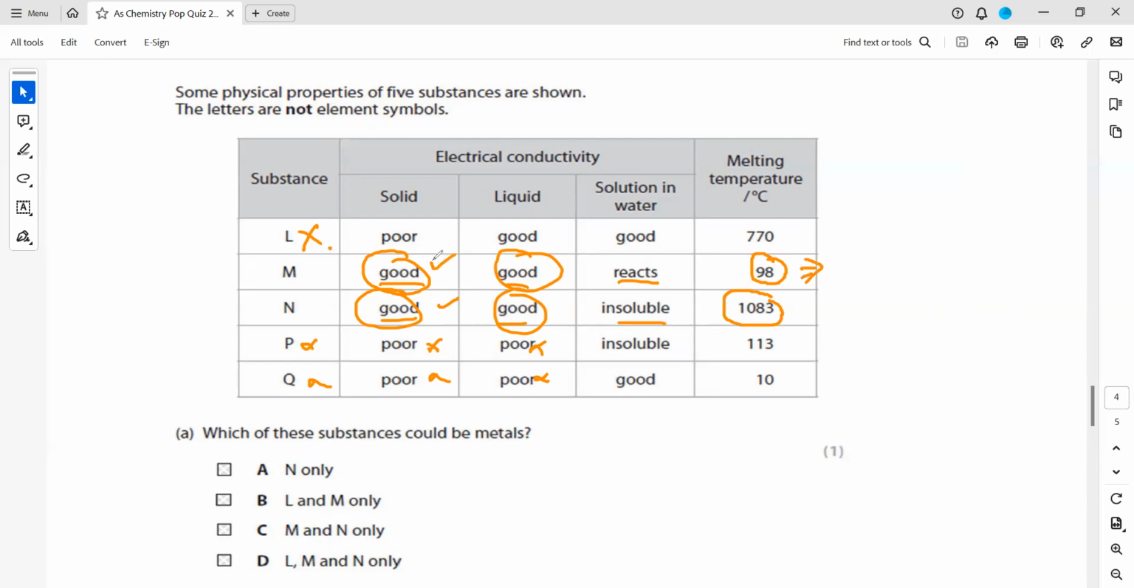So because this property and these two properties do not match with a giant structure, because if it was a giant structure of graphite, then it should be good and this should be high. But here it is conducting. So either metal can conduct or the giant covalent structure such as graphite can conduct. So that shows that M and N could be metals. Even though 98 is a low melting point, as you know about the melting point of alkali metals, group 1 metals, they have a low melting point compared to other metals, and they can react with water to form an alkaline solution.